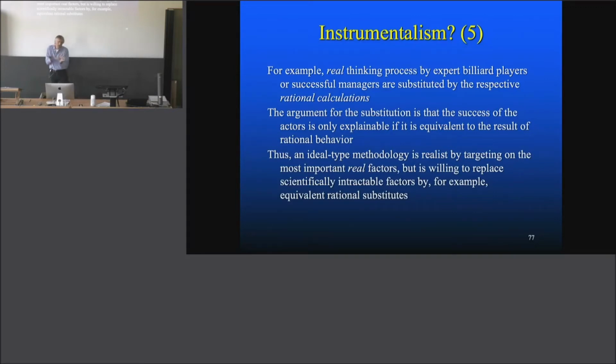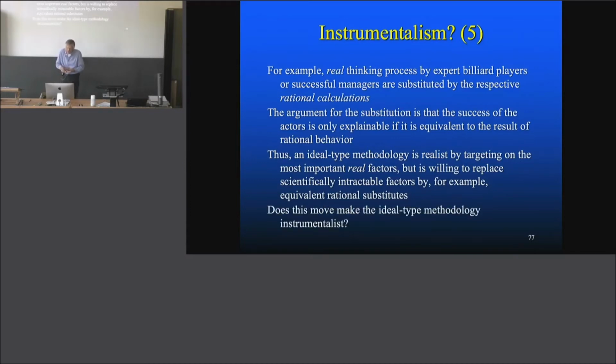Right? So there is an instrumentalist flavor in that. So this is exactly it: it's real factors. The decisions of the managers or the decisions of the billiard players are the real factors. And then you say, what is their constitution? And then you say, oh, that's psychological stuff. I don't know. But we have good reasons to replace it by a rational reconstruction, namely by optimality calculated by expected utility theory or differential equations of mechanics. So this is what is going on there.